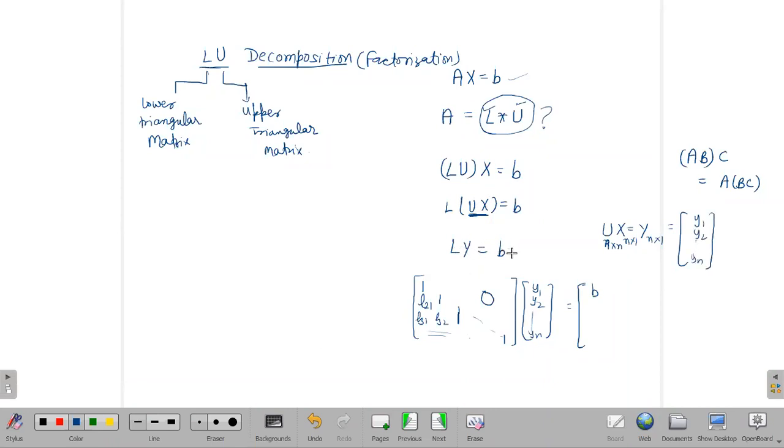So here Ly equal to B. So these are known entries, means known matrix. This is also known matrix. This is unknown to you. So now again we have reduced this matrix into the system of linear equations.